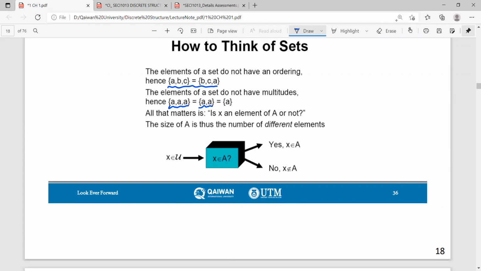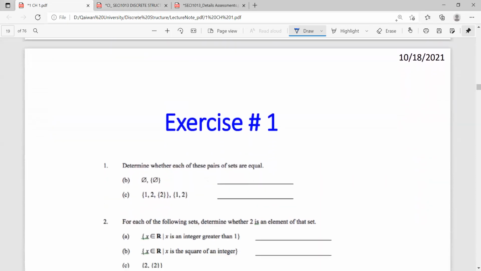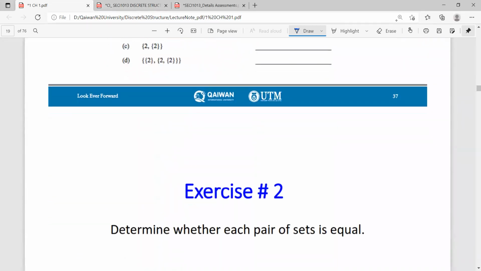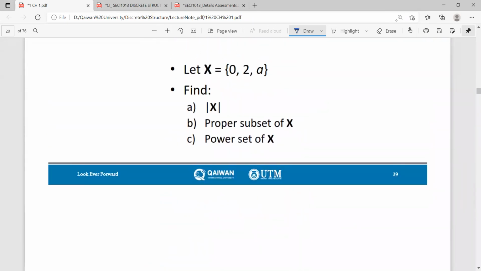We also talked about whether an element belongs to a set or not. As you see here, does x belong to A? If yes, that means x must be in A. If no, x must not be in A. But all the elements must be in the universal set. And here you have 3 exercises that you should do by yourselves, okay?